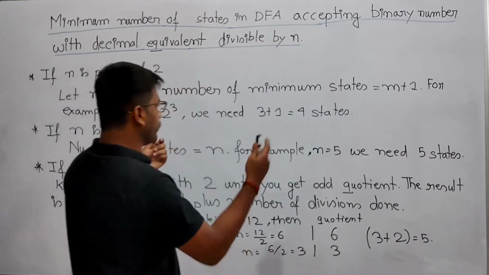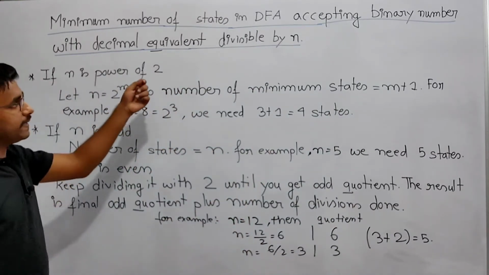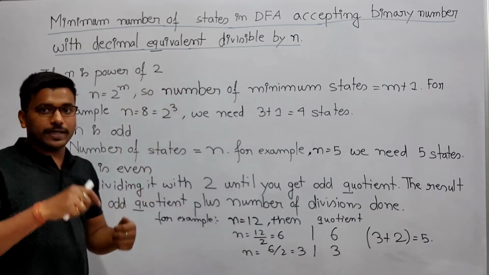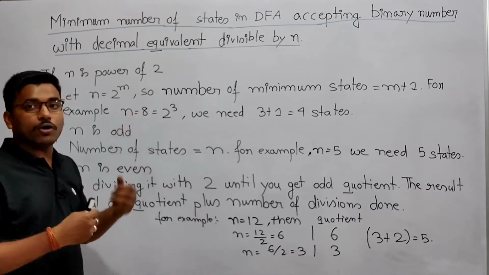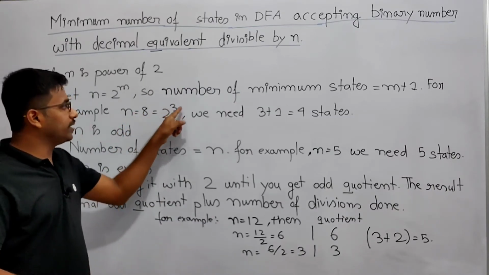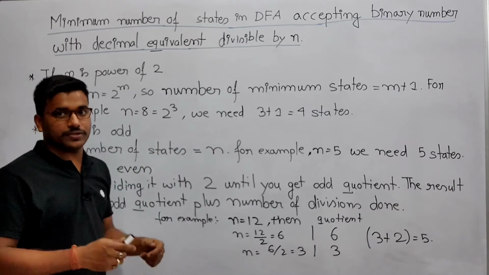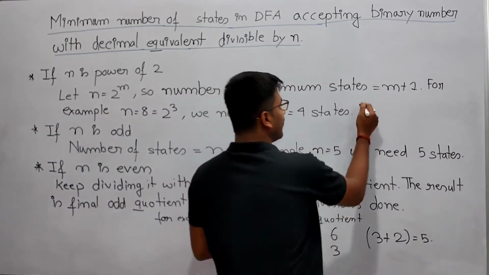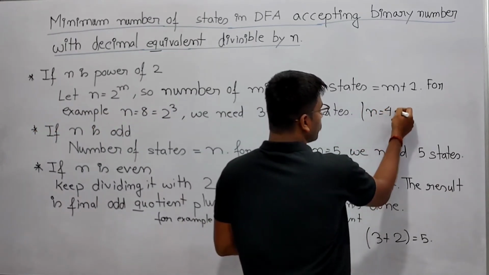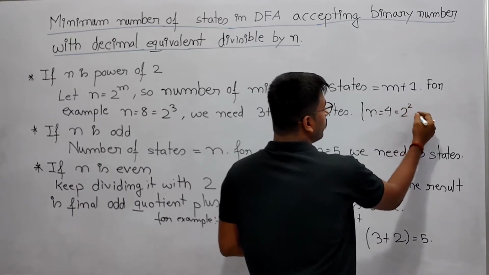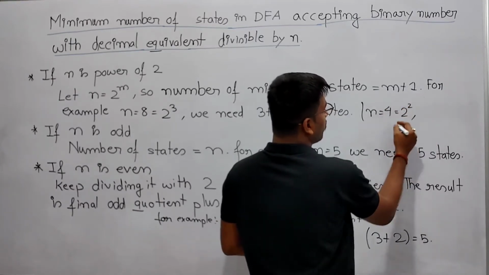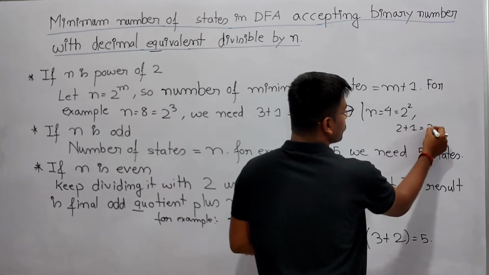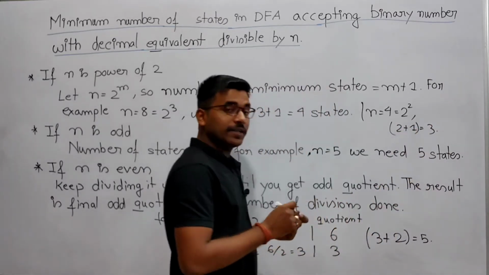For example, if the binary number is divisible by 8, which is 2 to the power 3, how many states will you require? We need 3 plus 1, so 4 states. Similarly, when n equals 4, you can write it as 2 to the power 2. So how many states do you require? The power 2 plus 1, that is 3. We have seen that in the minimal DFA we required 3 states.